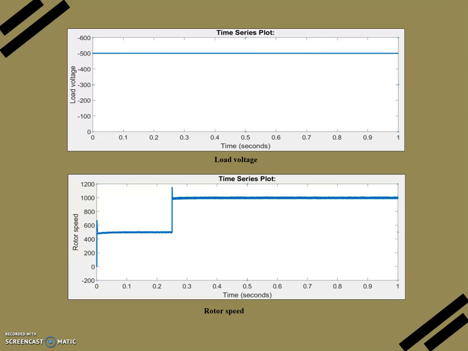The rotor speed in the second graph indicates the speed of the BLDC motor, and the set speed of the BLDC motor is changed from 500 to 1000 at 0.25 seconds. The motor is able to track the set speed effectively with the H infinity controller, and it can be concluded that using the H infinity controller gives encouraging results, and robust performance and robust stability of the system are obtained. Thank you.